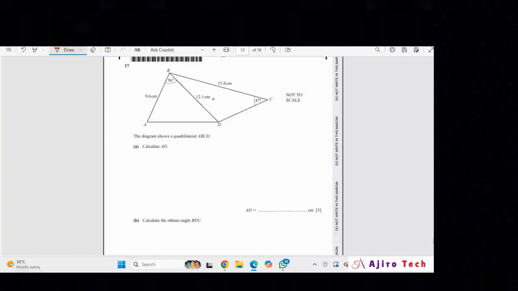Let's use cosine rule. So if I want to get AD, I can say AD square is equal to, I'm using cosine rule to get that now. AD square is equal to AB square plus BD square minus 2 bracket AB, BD cos angle B. This is cosine rule. Two sides, these two sides, and an included angle.